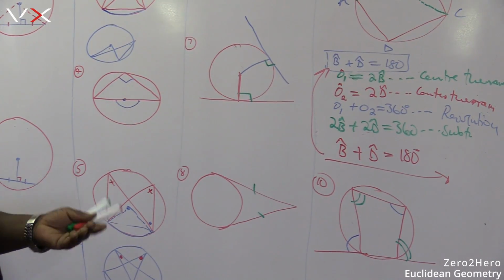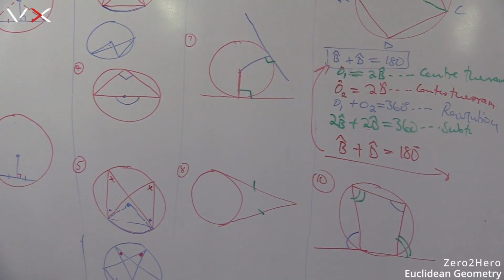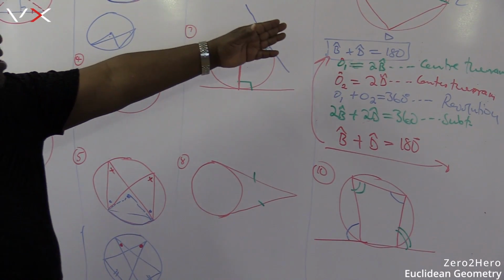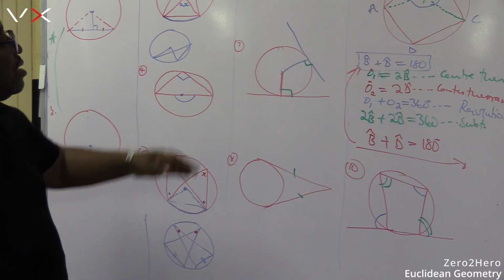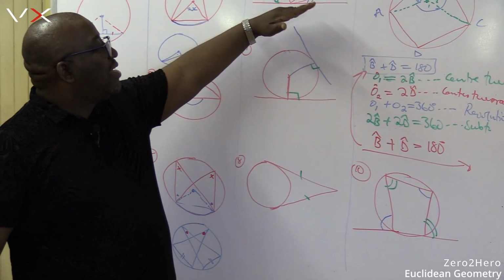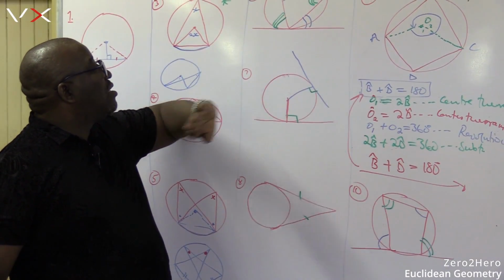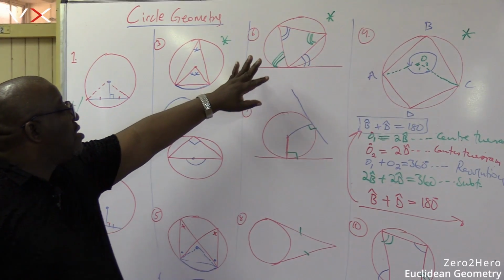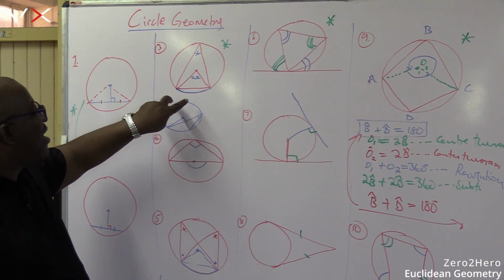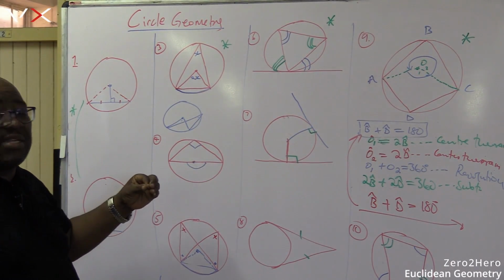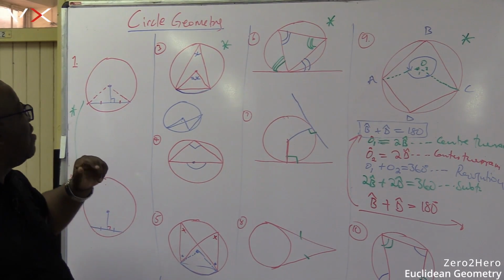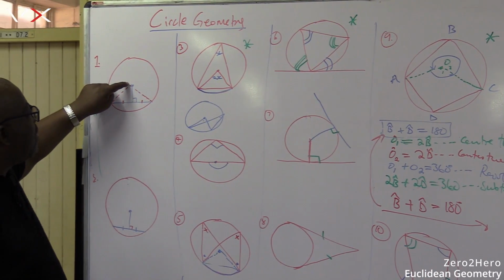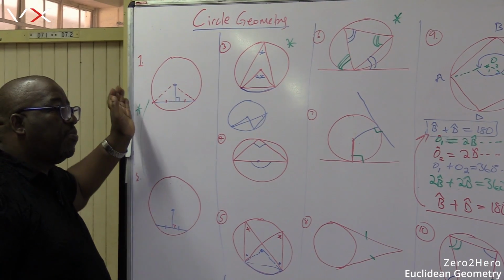So you can prove all these theorems, but fortunately for us, we only need to show 4, which is: 1, the sum of opposite angles of a cyclic quad are supplementary. 2, the angle between a tangent and a chord is equal to the angle in the alternate segment, the tan-chord theorem. 3, the angle subtended by an arc or a chord at the center is twice the angle subtended by the same arc or chord at the circumference. And the last one, the line drawn from the center of a circle perpendicular to a chord bisects the chord.